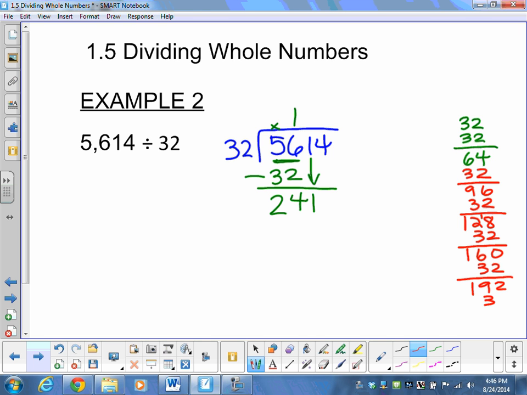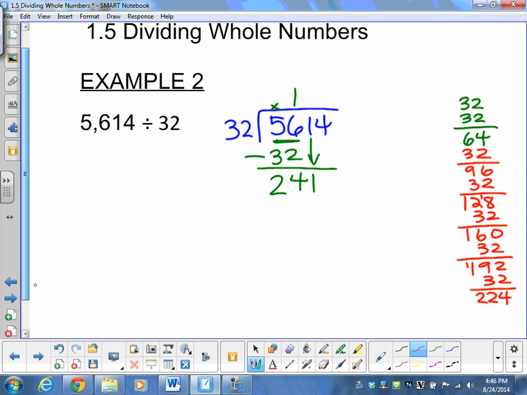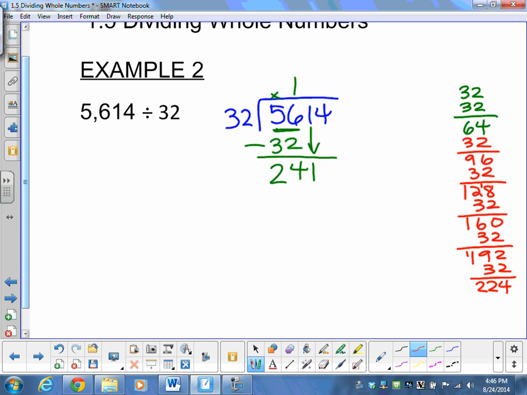192, 224. I'm getting close. I'm going to add another 32. And I'm at 256, which is over the value I'm looking for. Remember, I'm looking for the number 241. So if I count the number of 32s, I have 1, 2, 3, 4, 5, 6, 7.